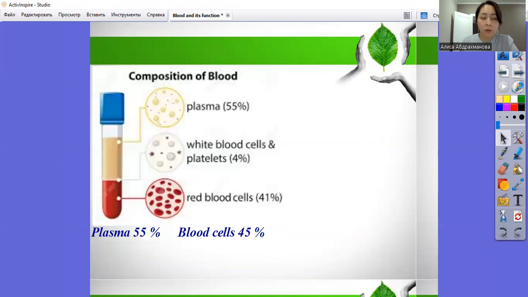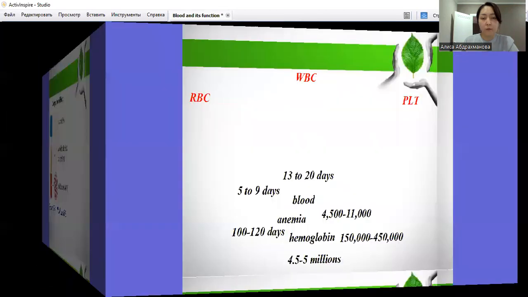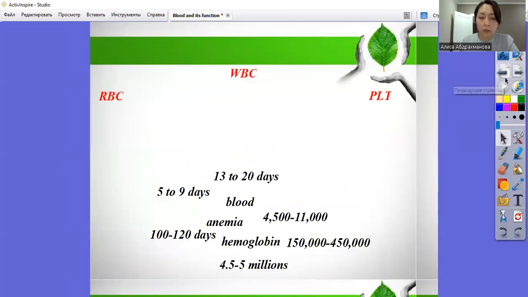And here you can see the composition of blood. As you already know, blood consists of plasma and blood cells. In an adult, plasma makes up about 55% and blood cells 45%. Okay, let's define these objects.